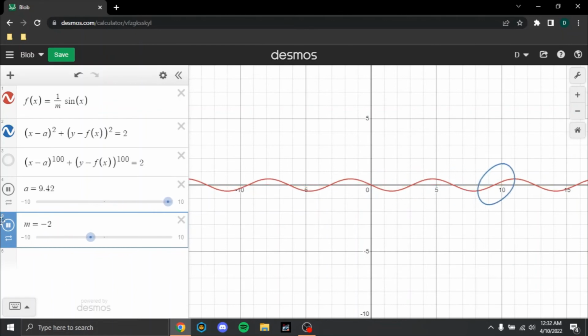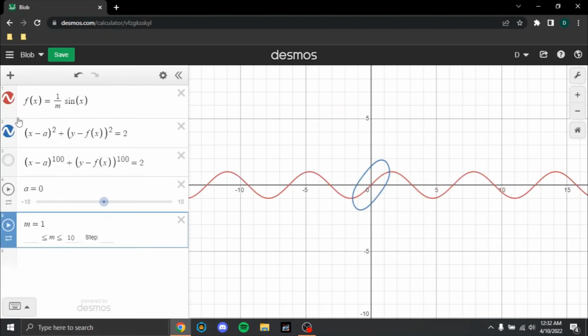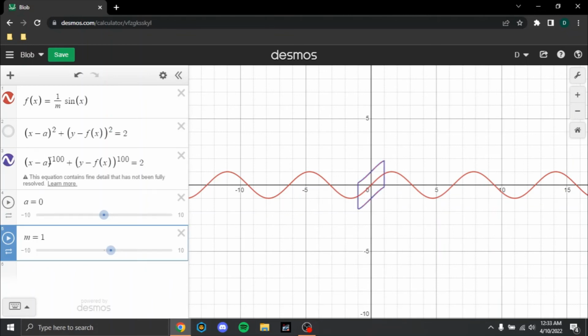But yeah, now let's pause this for now. Let's make A 0 again, and then let's make M 1. I'm going to get rid of this, and instead use this. This is basically the same thing, but instead of squared, I'm putting 100 in the exponent, and that makes really cool shapes. Because it's such a high power, it's really hard to work with, but you can see it's kind of a squarish shape inscribed.